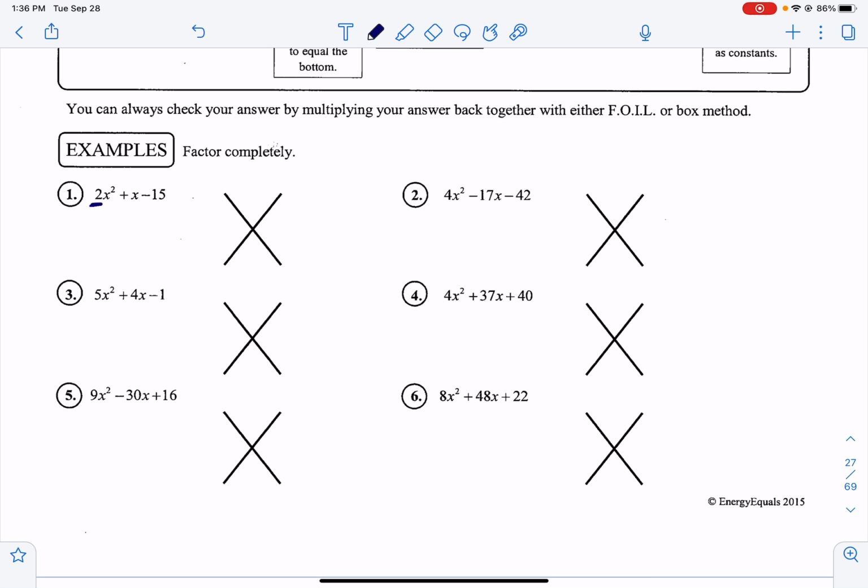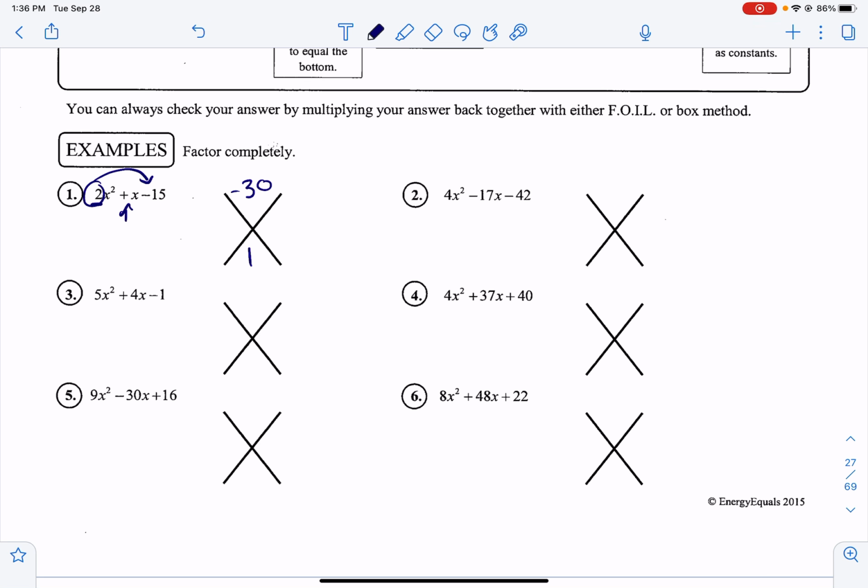When I look at the 2x and the negative 15, there is nothing I can factor out. So there's no greatest common factor to get rid of. So I'm going to take that 2, and I'm going to multiply it by negative 15, and that gives me negative 30. That gives me my top number. And the bottom is still going to be my x number right there, which is a 1.